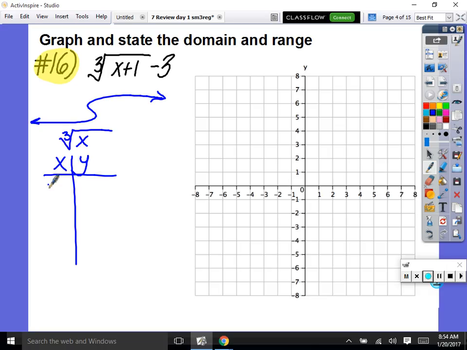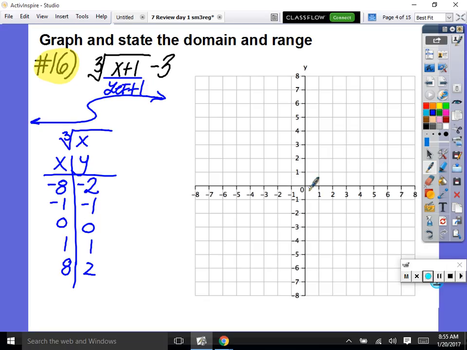What's the cube root of -8? What's the cube root of -1? What's the cube root of 0? What's the cube root of 1? Cube root of 8, 2. Okay, perfect. Let's now take, and we're transferring this left 1.